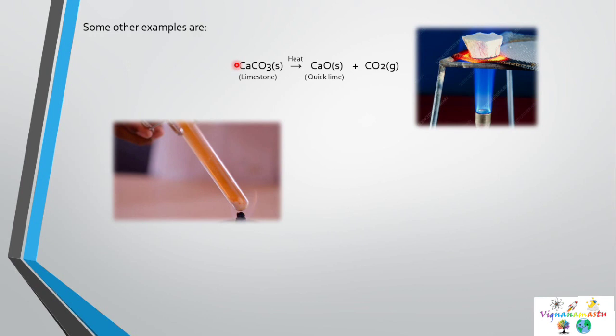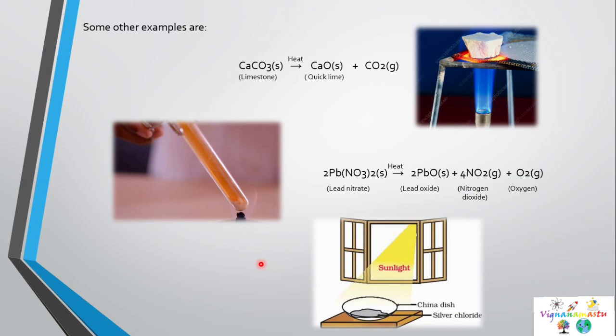Another example is heating of lead nitrate, and it gets broken down into lead oxide, nitrogen dioxide and oxygen. Here you see the reddish brown color. This is the color of the gas nitrogen dioxide. Next, when silver chloride is kept in sunlight, it gets broken down into silver and chlorine. The chlorine gas escapes as gas, and silver remains as a silver colored solid in the china dish. So these are the examples for decomposition reactions.